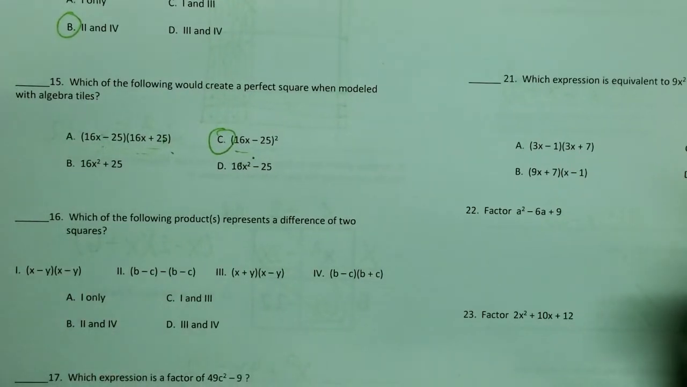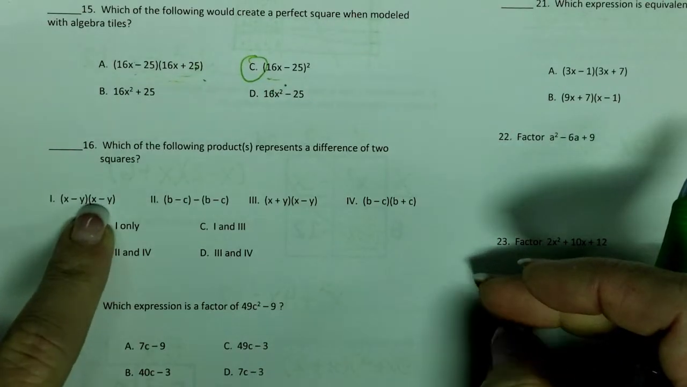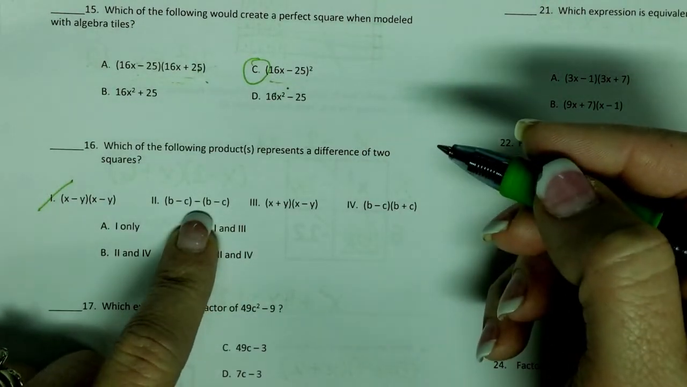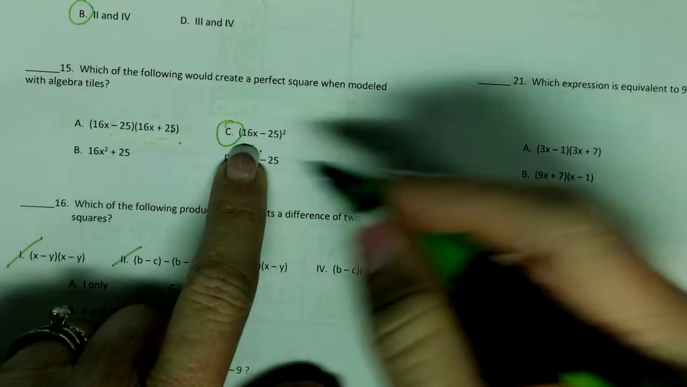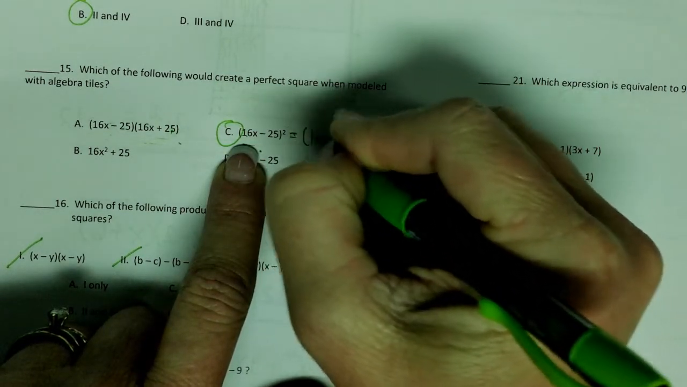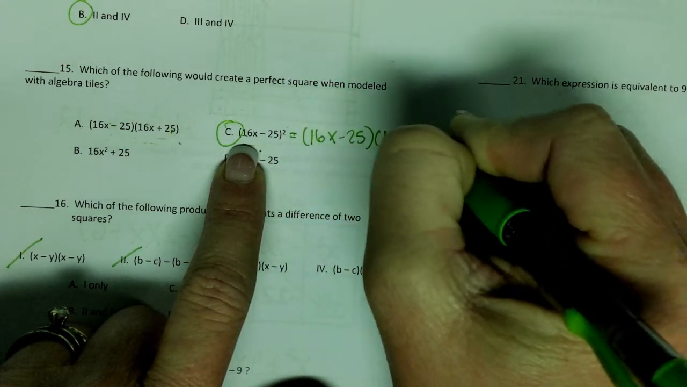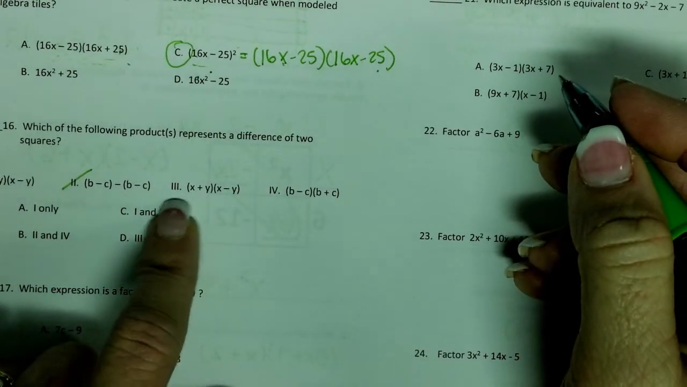Okay, 16. Which of the following products represents a difference of two squares? Does this represent a difference of two squares? No. Is this one even being multiplied to each other? No. Because look, going back up here, see 16x minus 25 squared? This means that equals 16x minus 25 times 16x minus 25. See how the factors are exactly the same? So that's why. Okay, back down here.